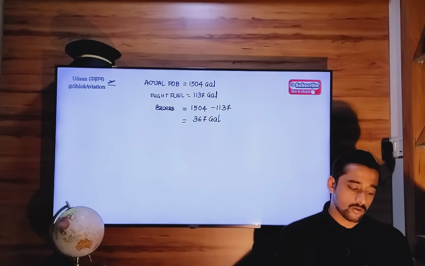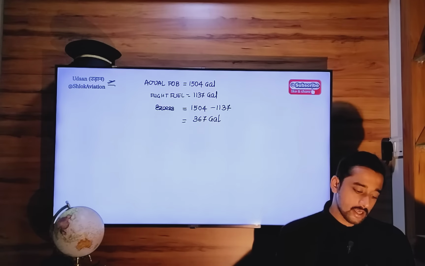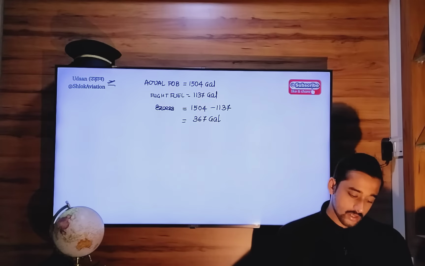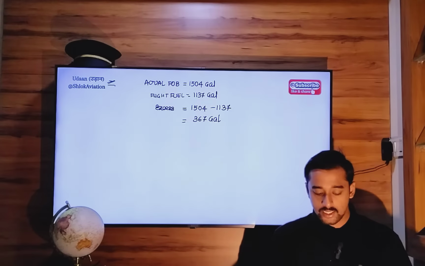Okay, or pounds, whatever appropriate. In the book it's given pound, but that is wrong. Your answer should be in gallons. So there is a unit mismatch. So yeah, it's 367 gallons.